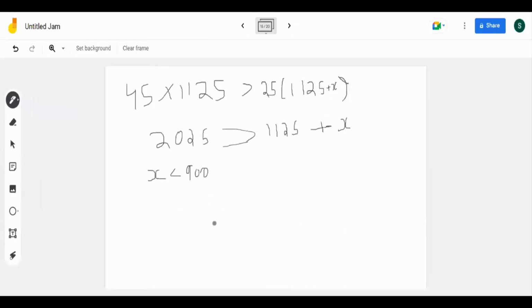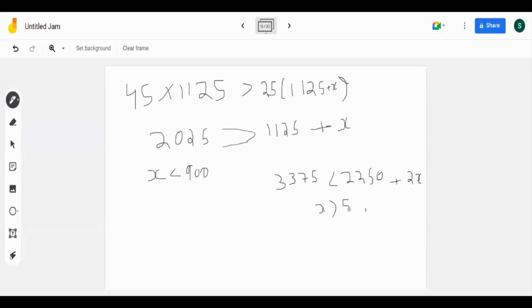2500 divided by 30 to get 3375. So 3375, yes. Okay, 3375 is less than 2250 plus 2x. So we can solve this to get x is greater than 562.5. Okay, sorry for my bad handwriting actually.